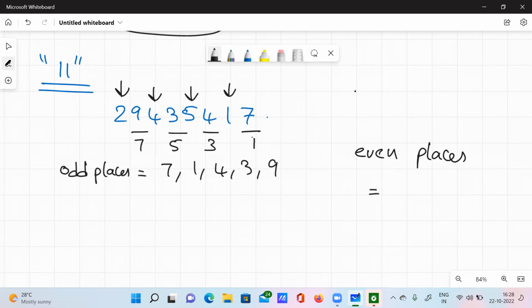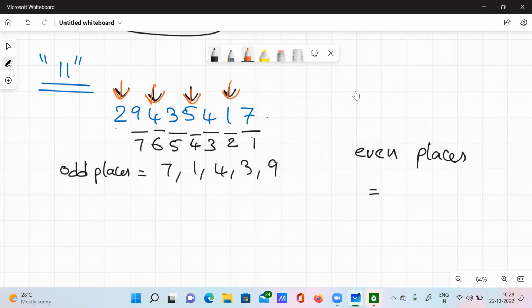And now what are the even values? Those are in the even places. If this is the first place, then this would be the second place, this would be the fourth place, this would be the sixth place. So those are the even places. Oh sorry, not this. These are all the even places.